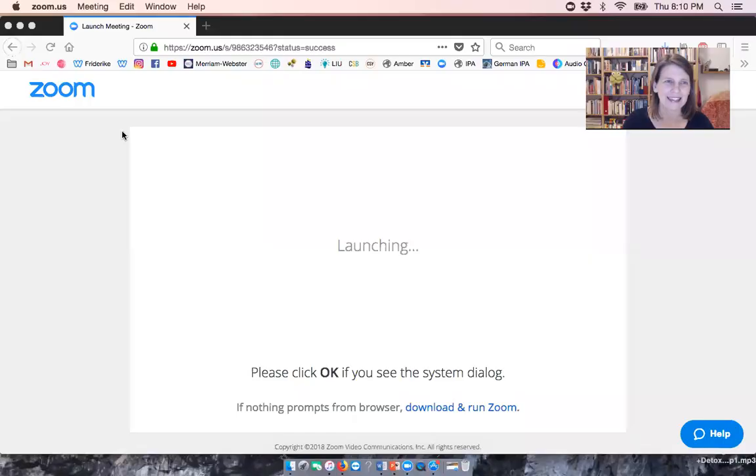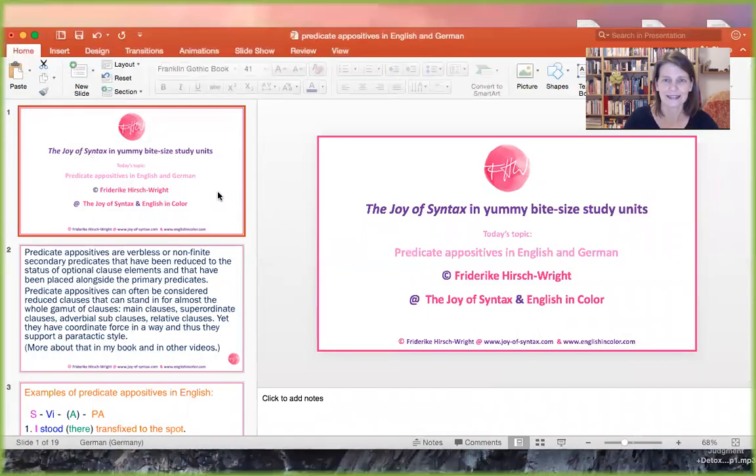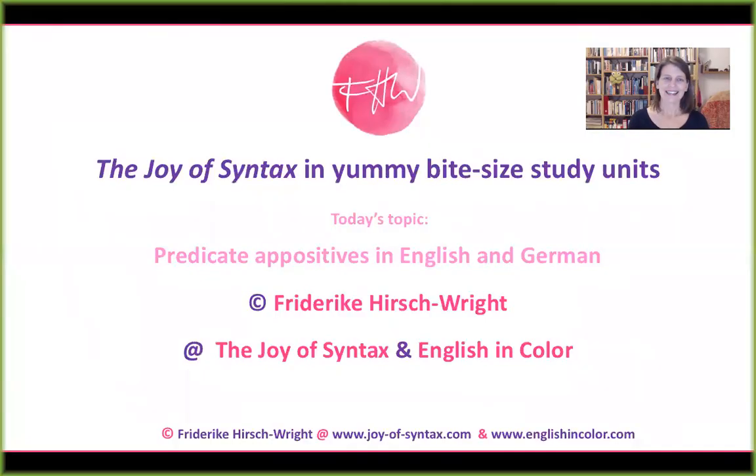And then I'm going to compare German and English predicate appositives. And I'm sure that you guessed it, I prepared a PowerPoint. I went through a lot of trouble, but I enjoyed it tremendously. So here we go. Okay, so predicate appositives in English and German. And the goal is always to create yummy bite-sized study units for you.